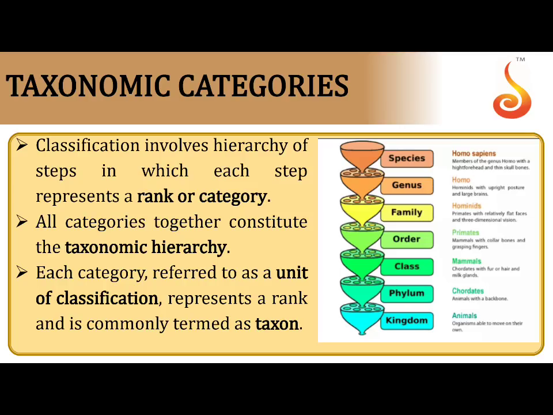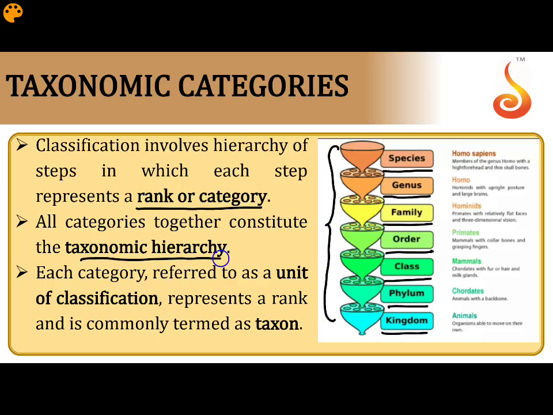But before we come to the actual naming system, we need to classify. As I told, the first step is identification, then describe, and then you have to classify. This classification is done in terms of ranks or categories. The ranks or categories are species, genus, family, order, class, phylum, and kingdom. Together it is called the taxonomical hierarchy, because each of them is called a taxon.